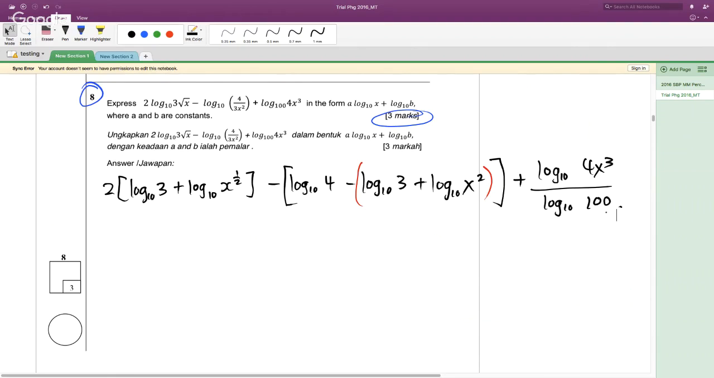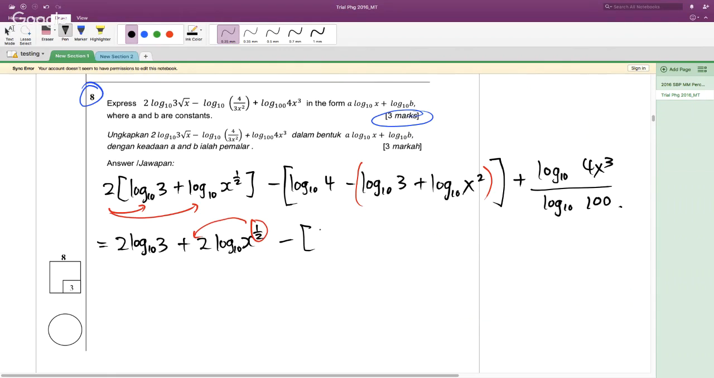All right, so yeah, we have a lot of things to expand here. So first thing is I'm trying to multiply 2 into both here. So I will basically get 2 log 10 3 plus 2 log 10 x power half. And if I move the half to the front here, you basically multiply with 2, you will get 1 later. Okay, just to give you some idea.